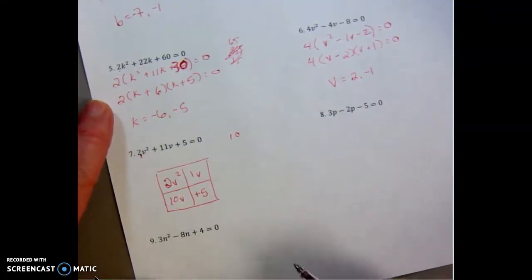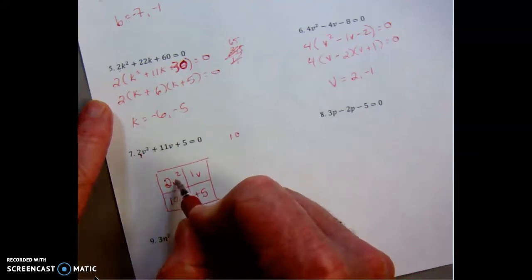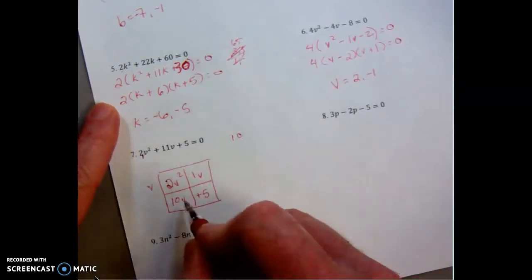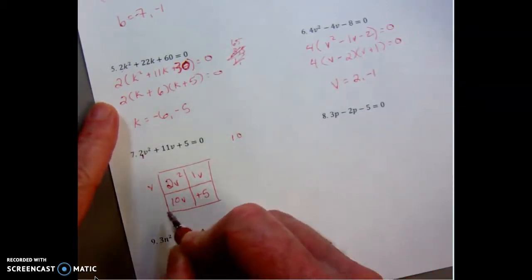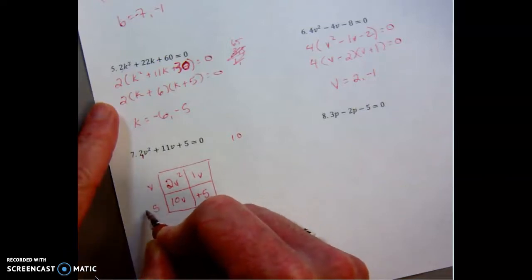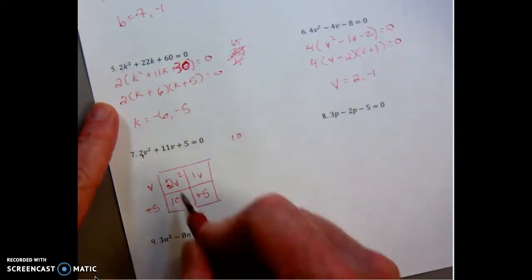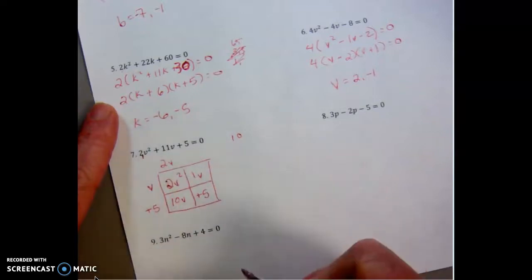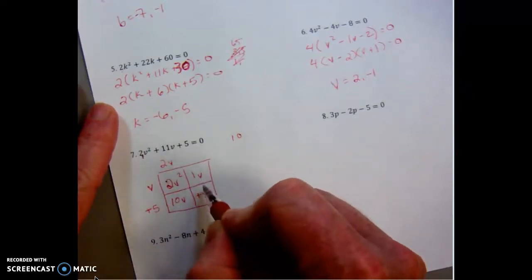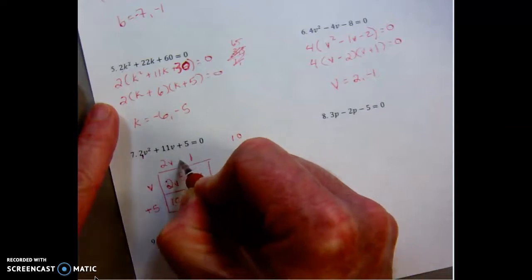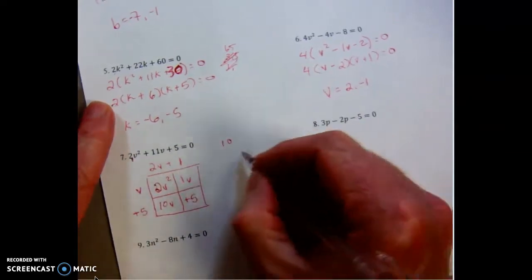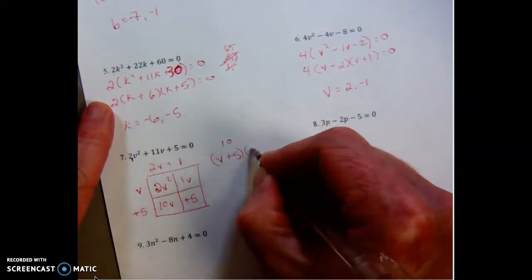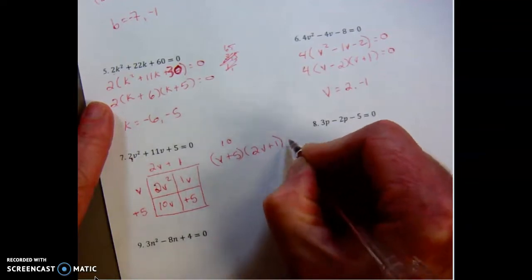So now I'm going to just factor. Going sideways, I can take a v out of both of those. Going sideways on the bottom row, I can divide both of those by 5. And it'd be a positive 5. Going up and down now, I can divide 2 and 10 by 2. And I can take a v out. Going up and down here, I can't take anything out of that, so I've got to take out a 1. So my answers then are v plus 5 and 2v plus 1 equals 0.